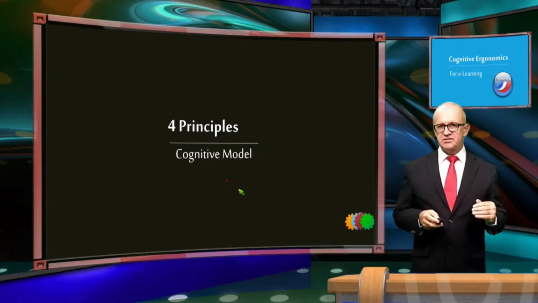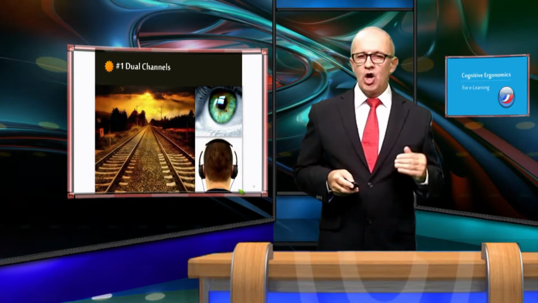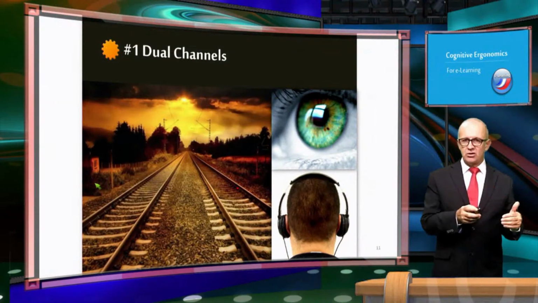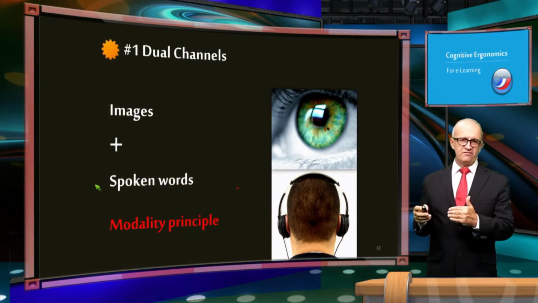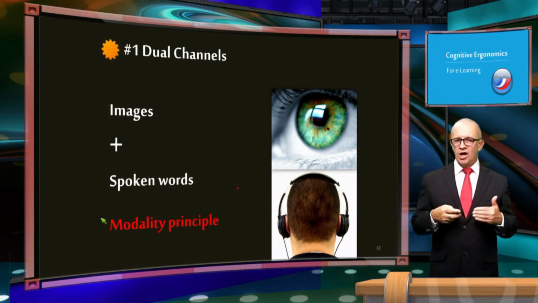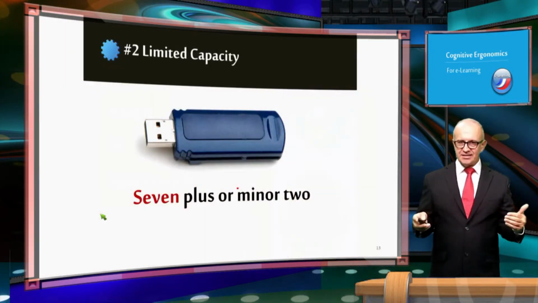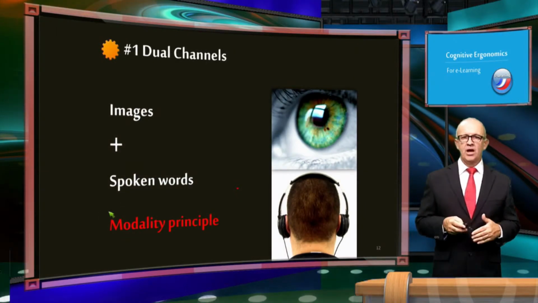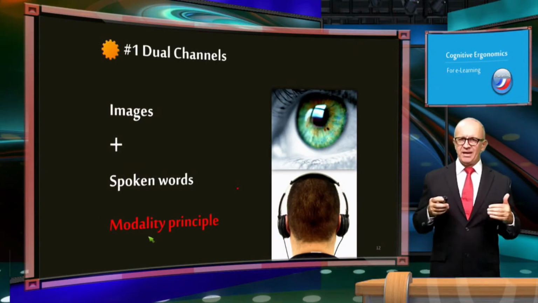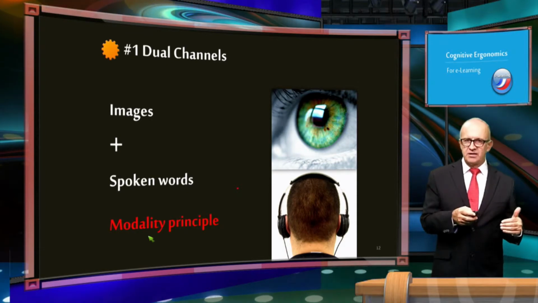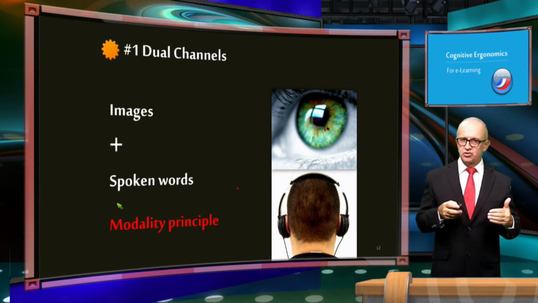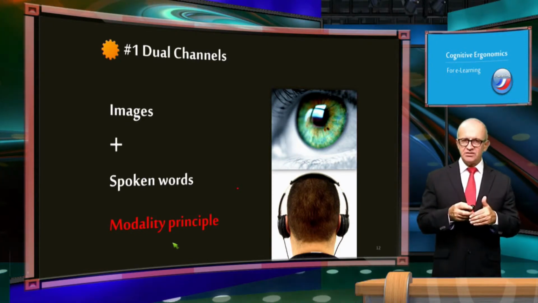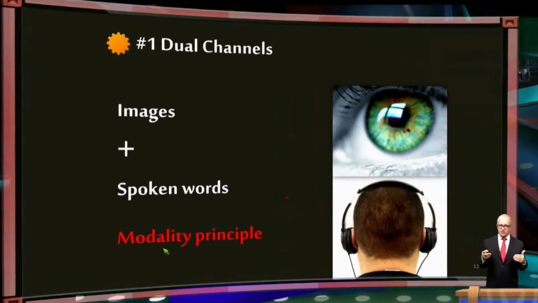The first principle is dual channel. We have separate channels for processing visual pictorial material and auditory verbal material. Learning is therefore facilitated when we apply both of these channels. For example, people learn better when we use spoken words instead of printed words to support images and graphics. This principle is called the modality principle.